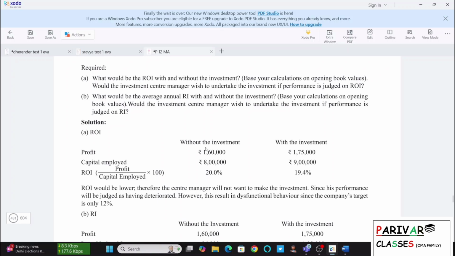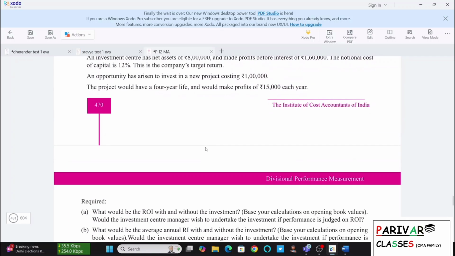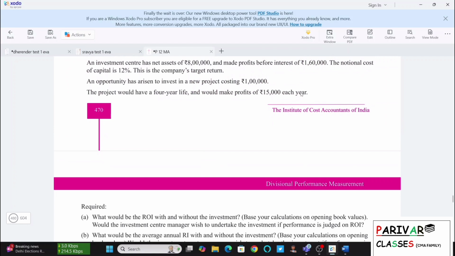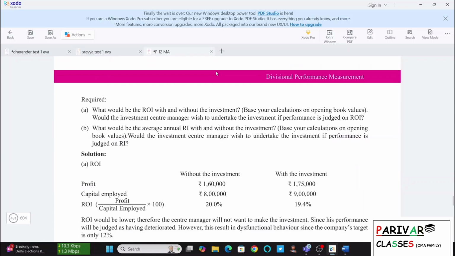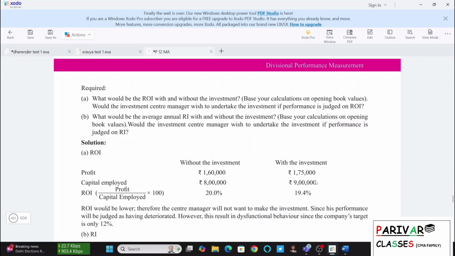Very clear. With investment, we get a profit of 15,000 each year. So 1 lakh 60,000 will become 1 lakh 75,000, and net assets become 9 lakhs from 8 lakhs. So 1 lakh 75,000 divided by 9 lakhs, 19.4 percentage.